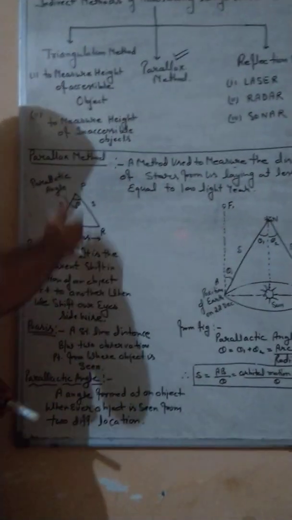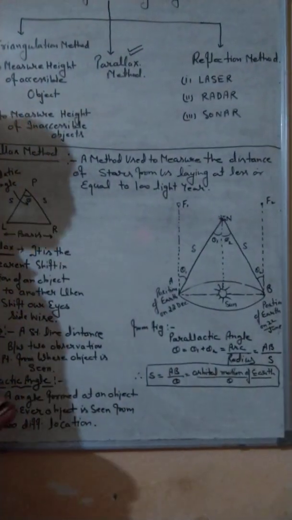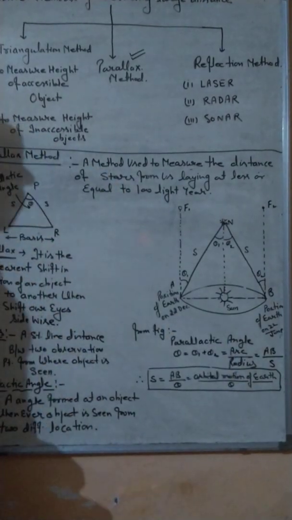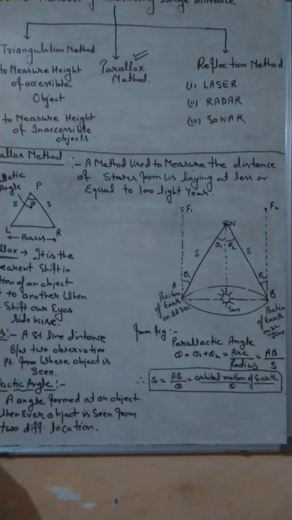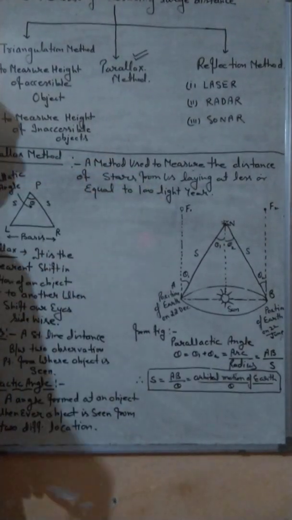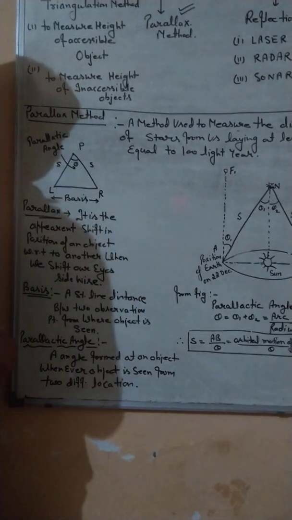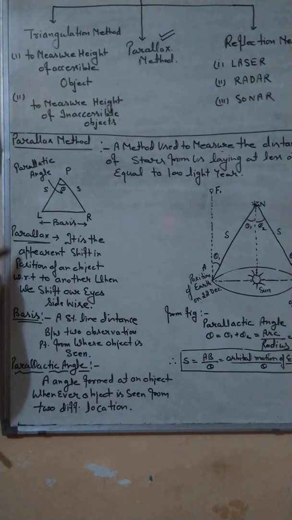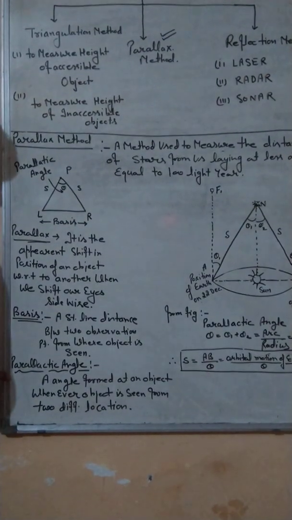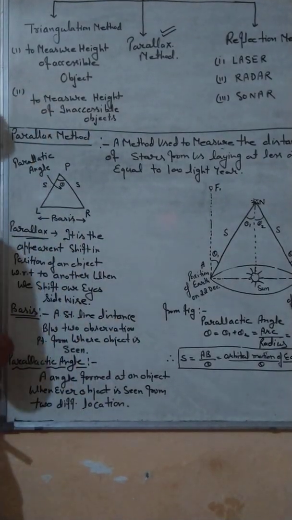As I have told, the parallax method is specially used to measure the distance of stars which lie at less than or equal to 100 light years from us. In such special conditions, the distance of stars is measured by a special technique known as the parallax method. Before studying the parallax method, there are three main terms which we have to understand. The first one is parallax, the second one is basis, and the third one is parallactic angle. So let us start with how to understand these.